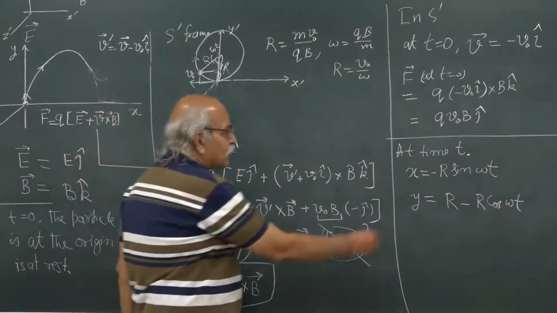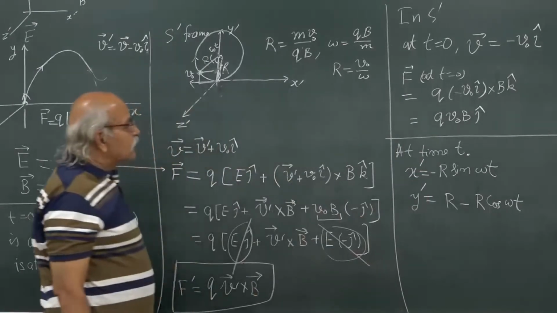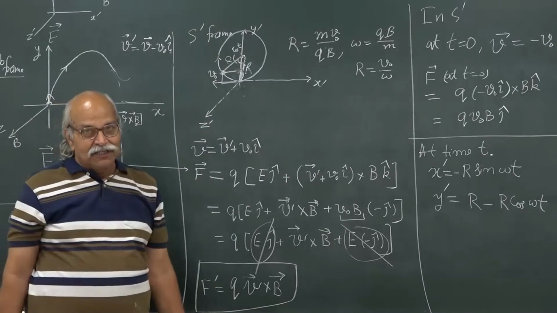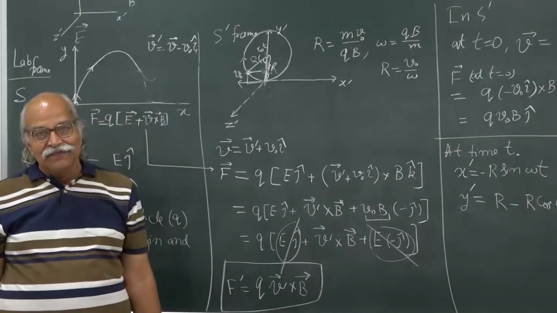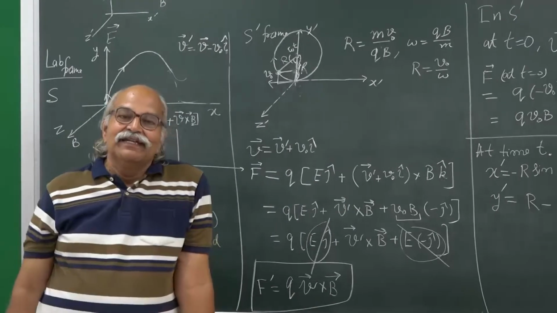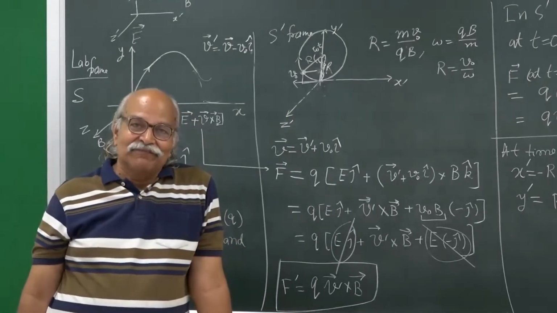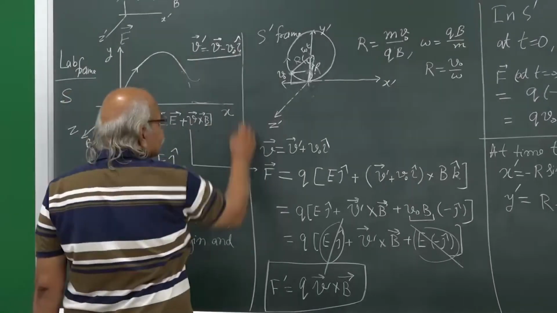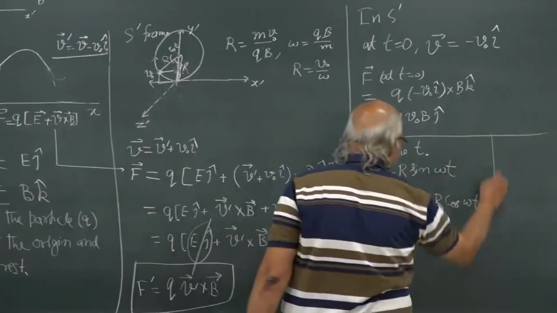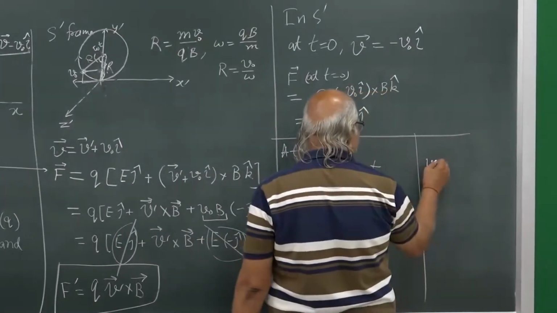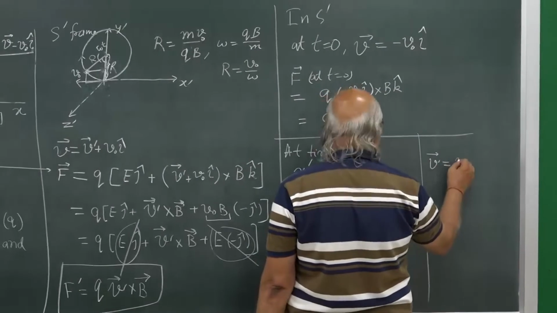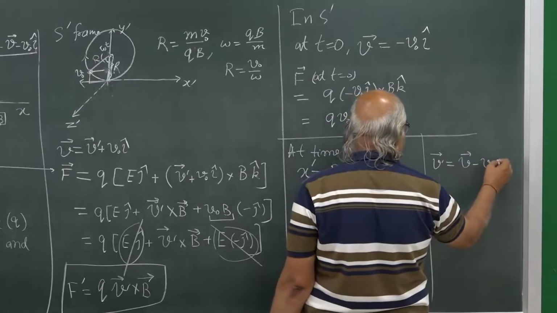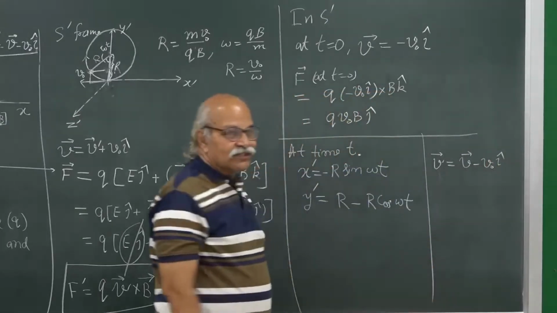So that is x prime and y prime. These are the coordinates of the particle at time t. Now what are the coordinates at time t in the S frame, in the lab frame? What do we do? We have this relation here: V prime is equal to V minus V naught i cap.